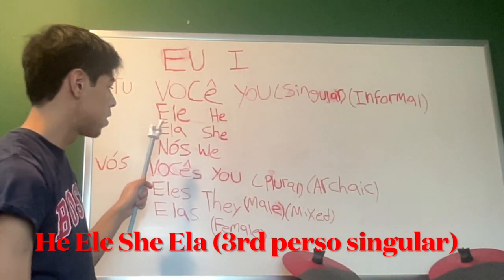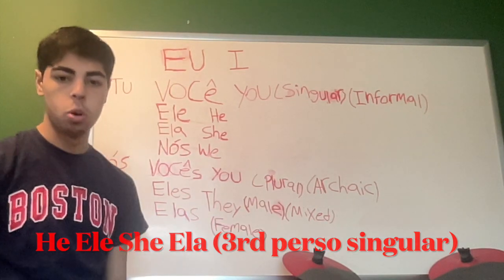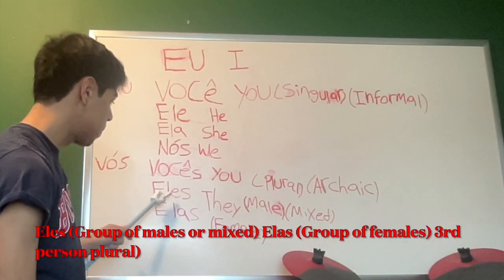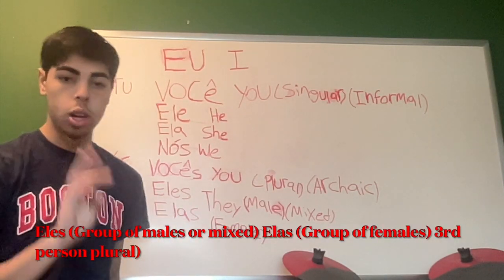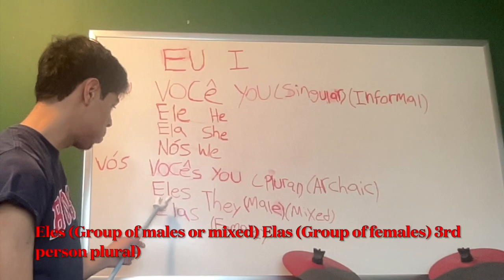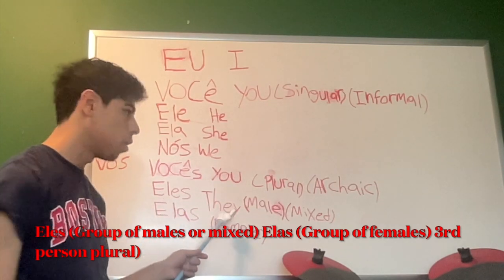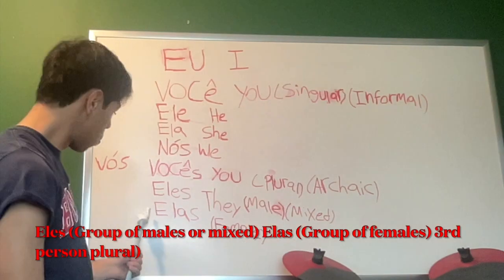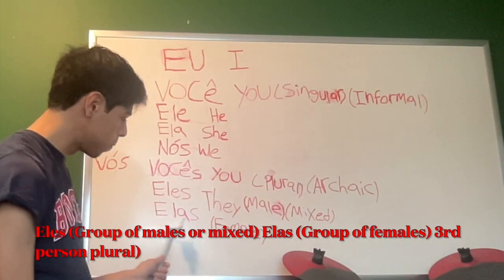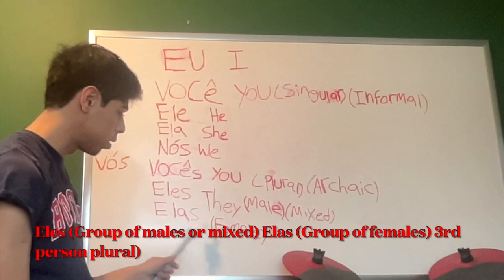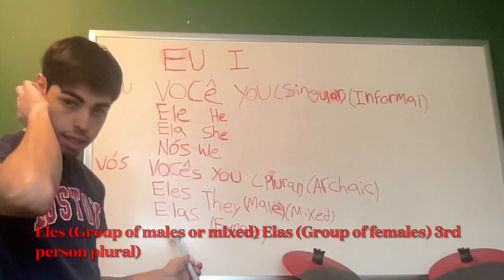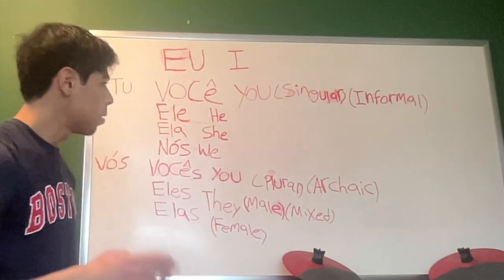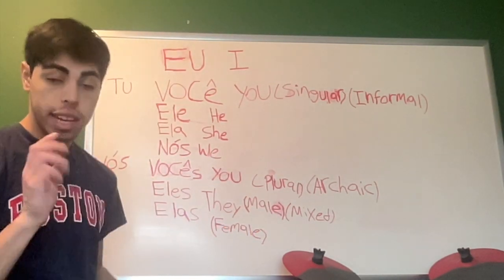But now if you're using a plural form, if it's more than one, that's third person plural, and you would have an S at the end. It would be "eles", male, if it's only a group of male people, or mixed, if it's male and female together, or "elas", which is only for females. You would use this one only for females, down right here, "elas", because you're referring to a female. So that's pretty much what I talked about in the last video.